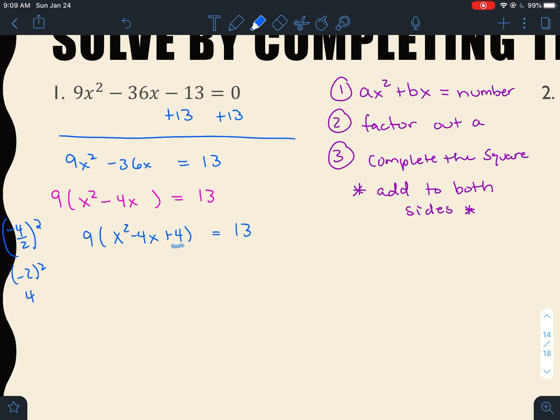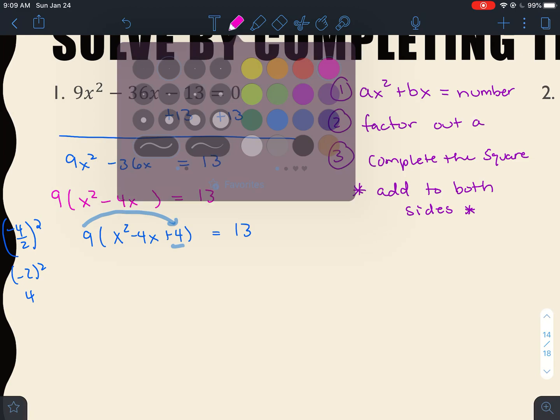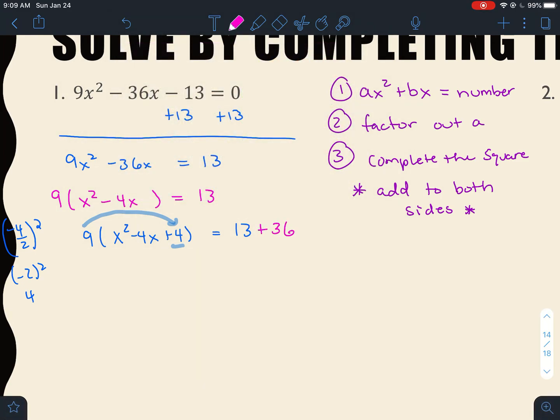But notice, I invented that 4. I don't just add 4 to both sides. On this side, technically what I'm really inventing is 9 times 4. So if I remultiplied that out, I'm actually adding 36 to that side. So in order to keep my equation balanced, I have to add 36 to that side, or 9 times 4. So to keep my equation balanced, I have to add 36 to both sides. And then after I do that, I'm going to factor. So that would factor into 9, and then that would be x minus 2 times x minus 2, or x minus 2 squared. And that's going to equal 13 plus 36 is 49.